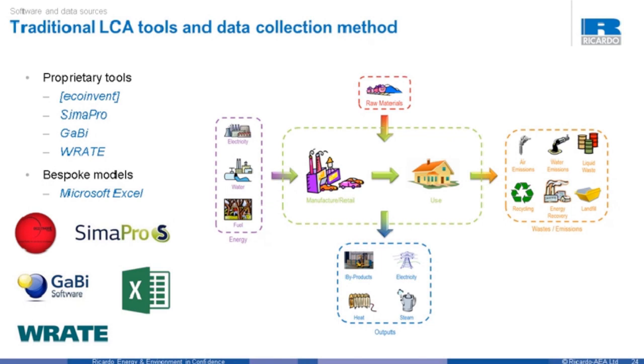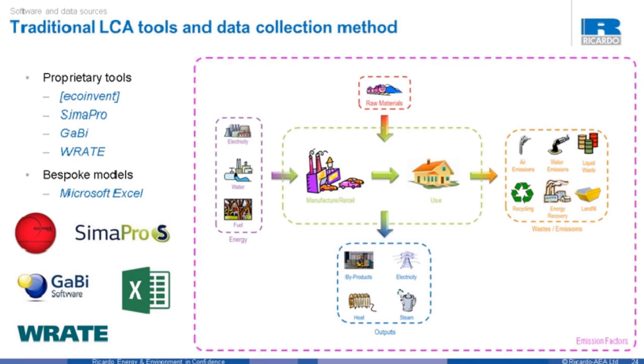All of this information we gather largely from the client, supplemented where necessary from literature, in order to construct the life cycle inventory. In order to perform the life cycle impact assessment, the last data set we need is all the relevant emission factors for the inventory items, and that's the data that we typically get from EcoInvent or one of the proprietary software tools.